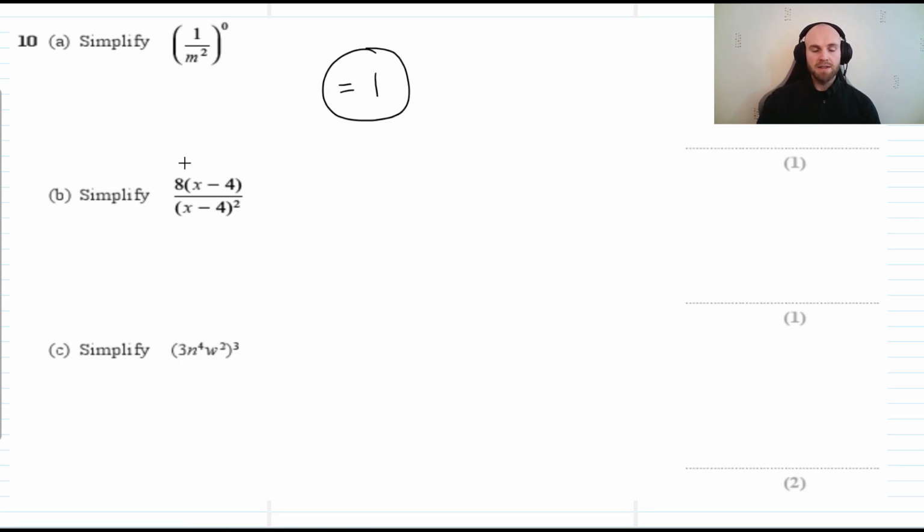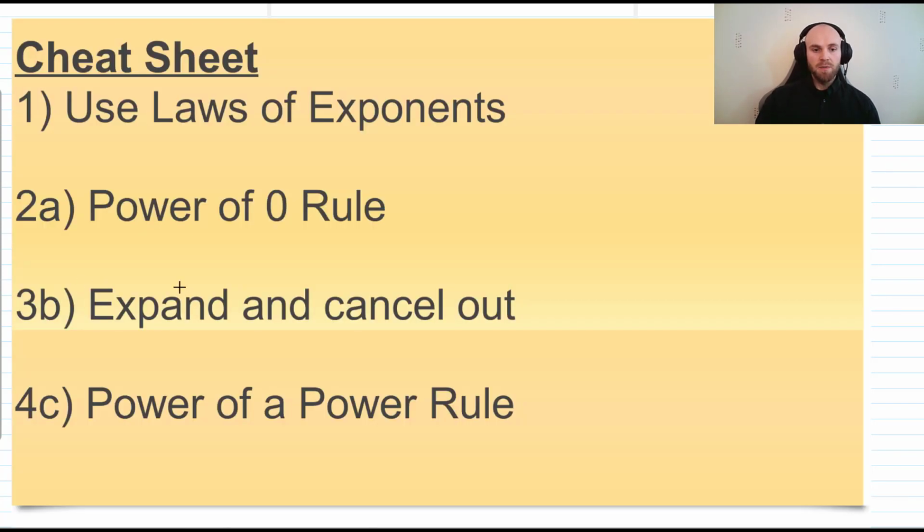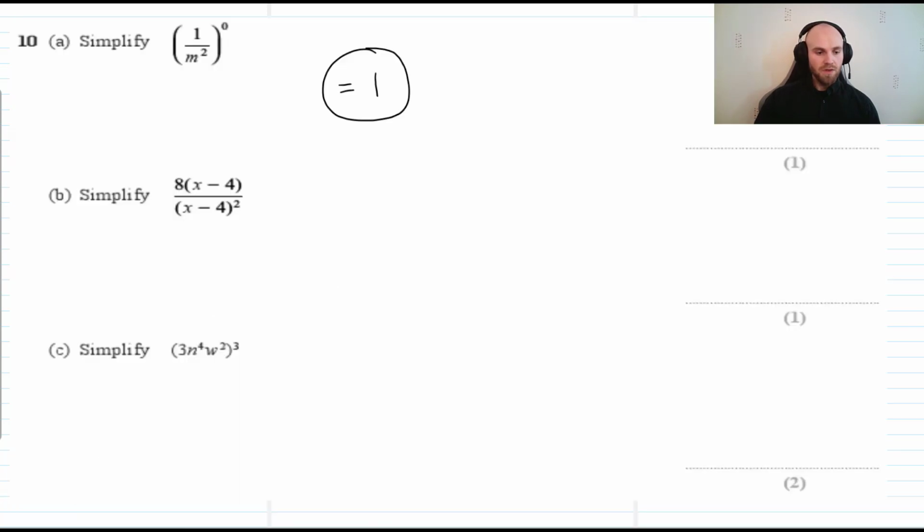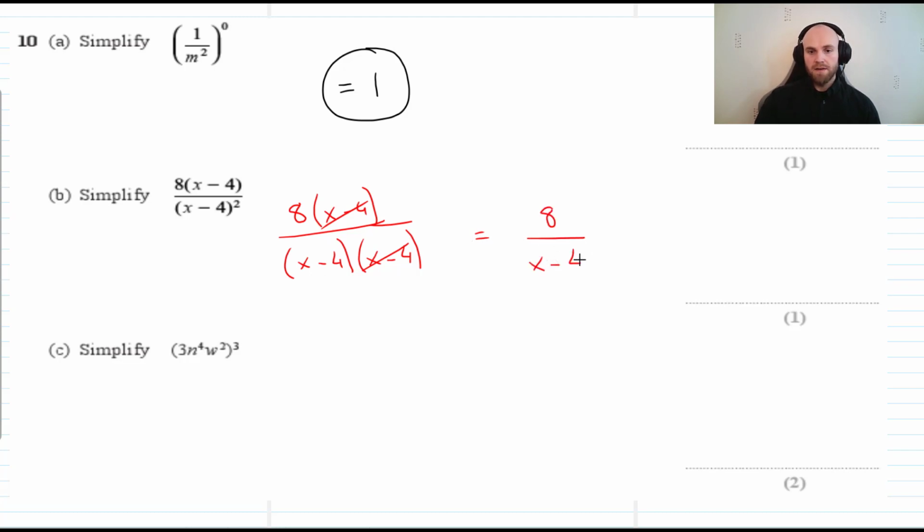Part B, simplify 8 in brackets x minus 4, and then all divided by x minus 4 squared. We go to the cheat sheet for part B, we're going to expand and cancel out. We can expand the top, but I'm not going to. I'm going to leave it in the bracket. But just so you can see what we are doing here, we have x minus 4 squared, so we're just going to write that out twice. And then it's quite simple just to cancel this out. Whatever we have on the top and on the bottom, we can cancel out. So therefore, the answer here is going to be 8 over x minus 4.